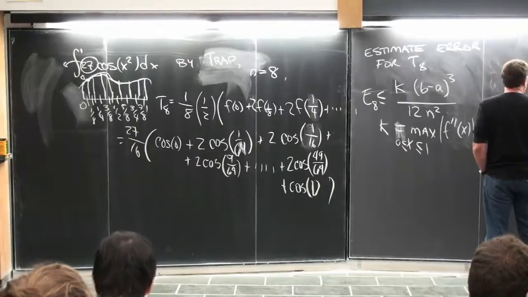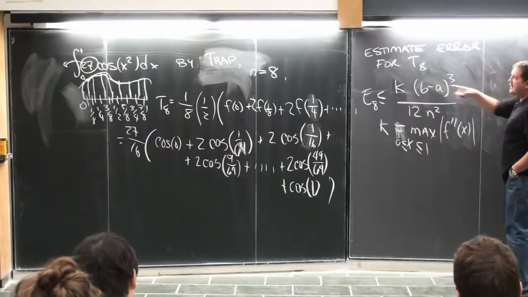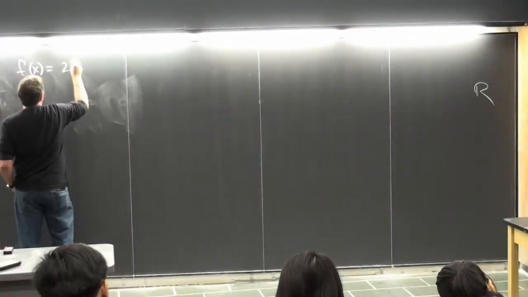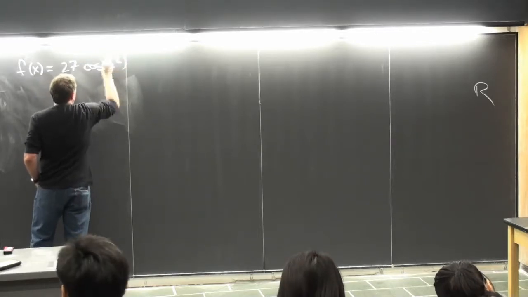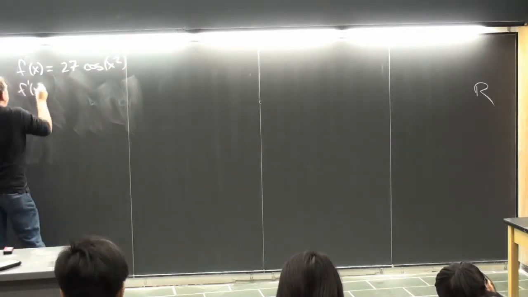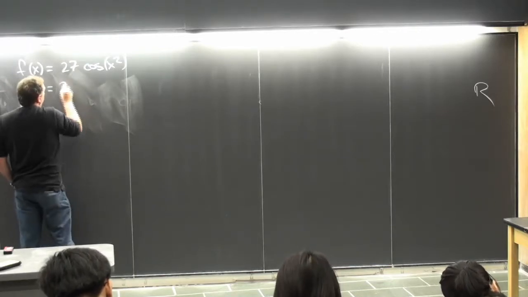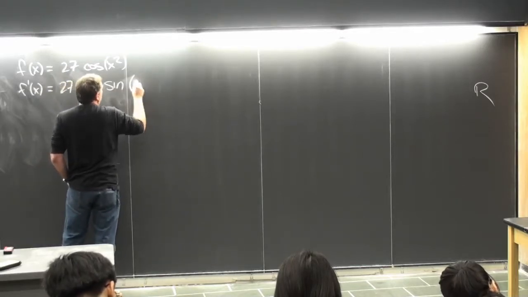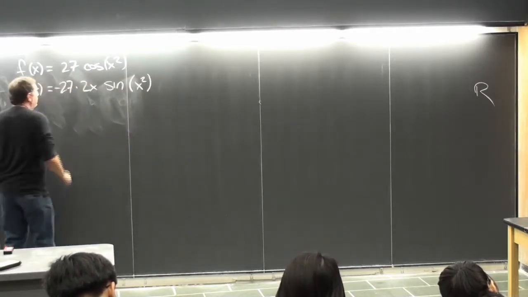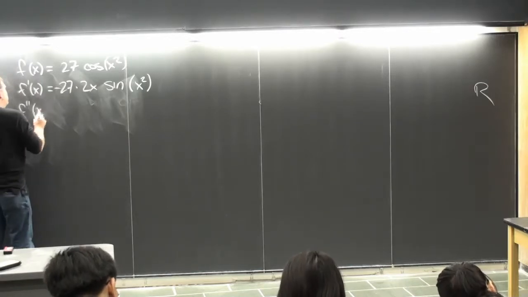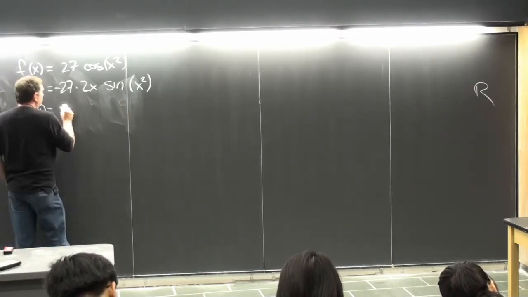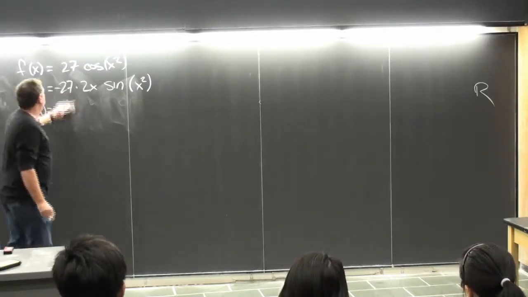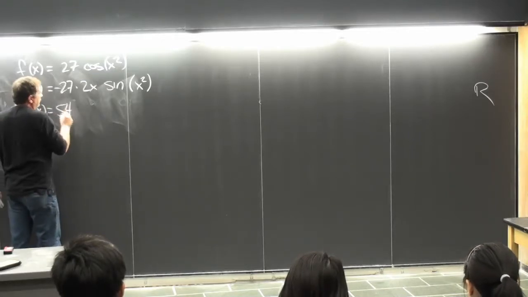So, okay. Here, we need to take the second derivative of our function. So our function is 27 cosine x squared. So our first derivative, we have to use the chain rule, is 27 times 2x times the sine of x squared, and it's negative. And the second derivative, which is the one we want, is 54. Well, let me not reduce it yet. Let me leave it as 54.